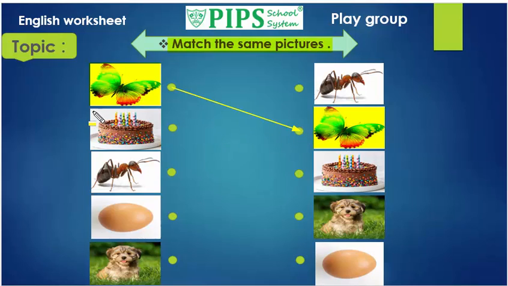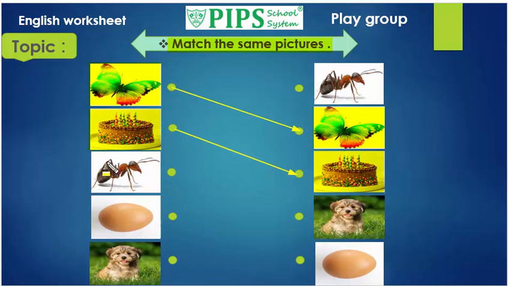The next picture is cake. This is a cake. Let's see where is the second picture of cake which is similar to it. Here is the second picture of cake. Now we will match the cake with the same picture like this.